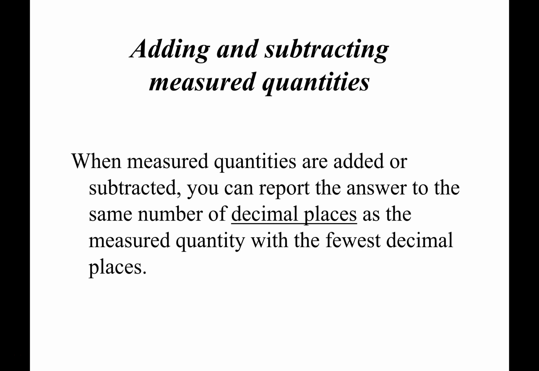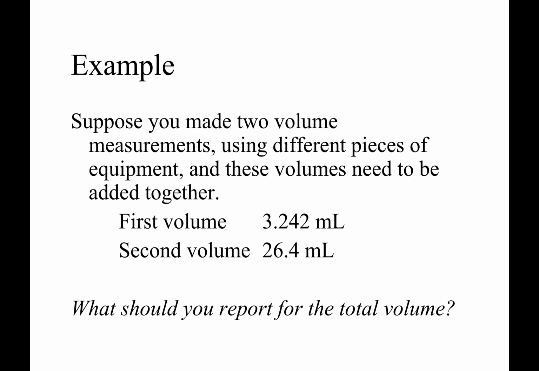In chemistry, we do a lot more multiplying and dividing than we do adding and subtracting. But let's just say that you've measured 2 volumes and you want to add, to sum, those 2 volumes. Notice that these must have been 2 different pieces of glassware, because we definitely know a lot more, to a higher precision, with the first one than we do the second one.